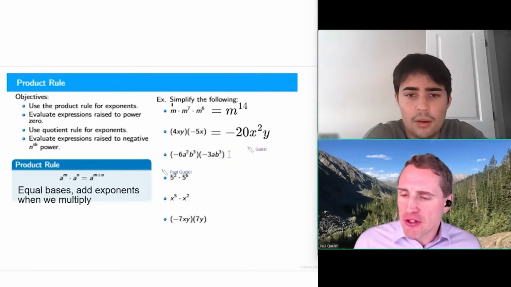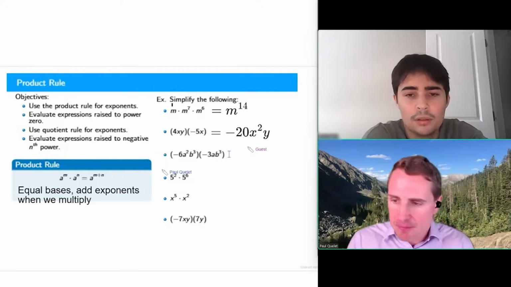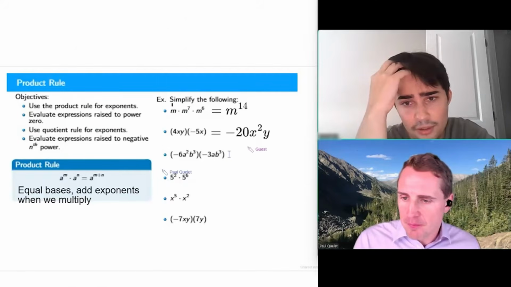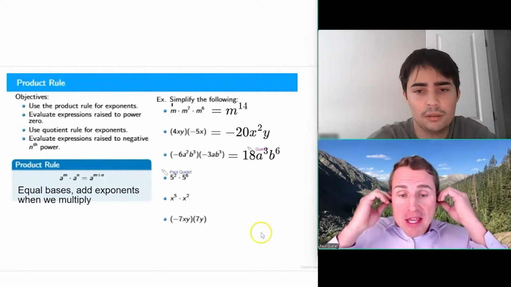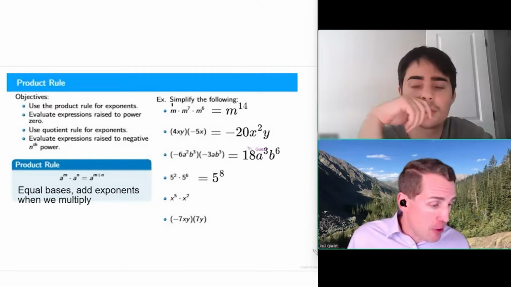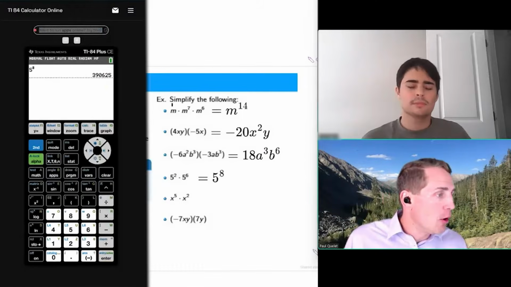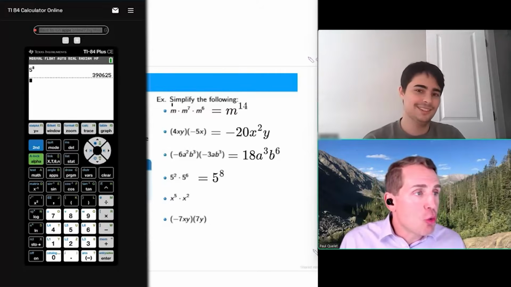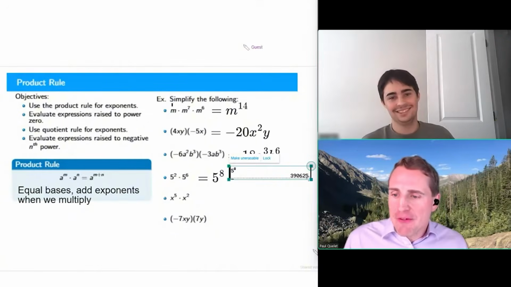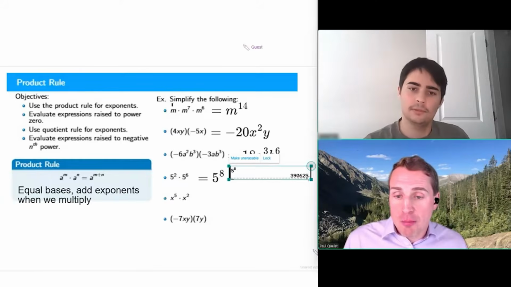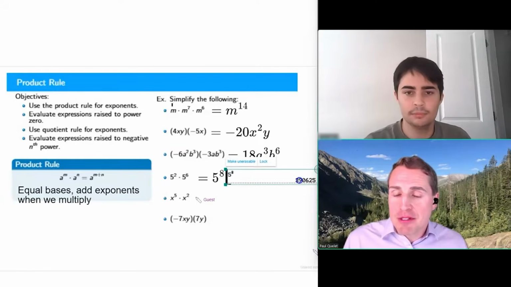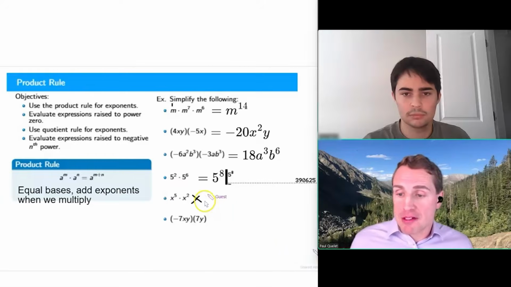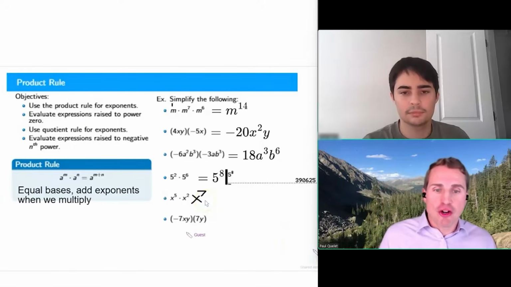Same idea here. Let's multiply the coefficients. What's -6 times -3? That's just going to be 18, and then a to the power of 3, and then b to the power of 6. Exactly. Now the thing is, 5 to the power 8 is going to be a very big number, right? We see that it ends up becoming 390,625. Even when you have a number, sometimes it's a good idea to just leave it in exponent form because the number is so large otherwise.